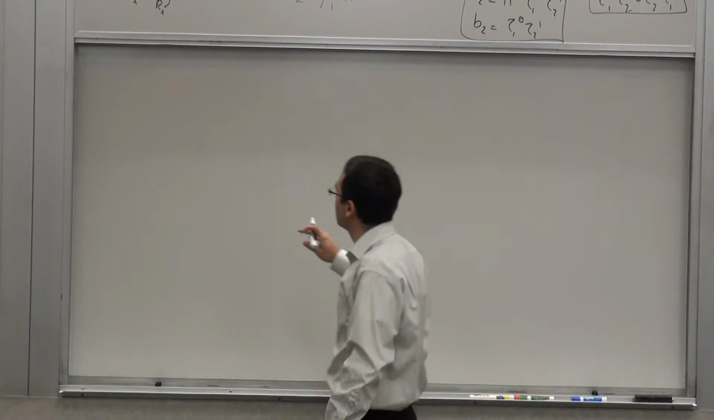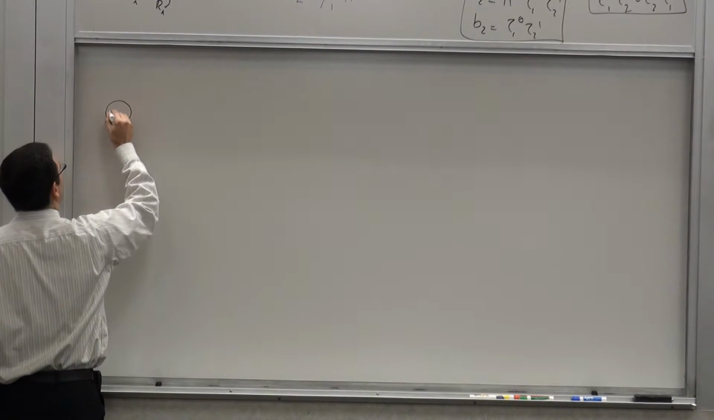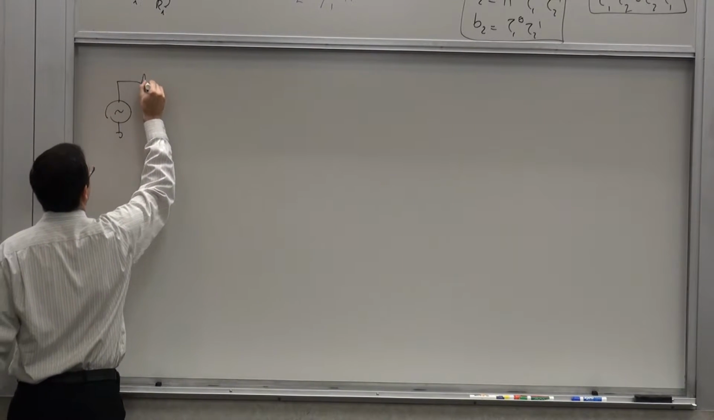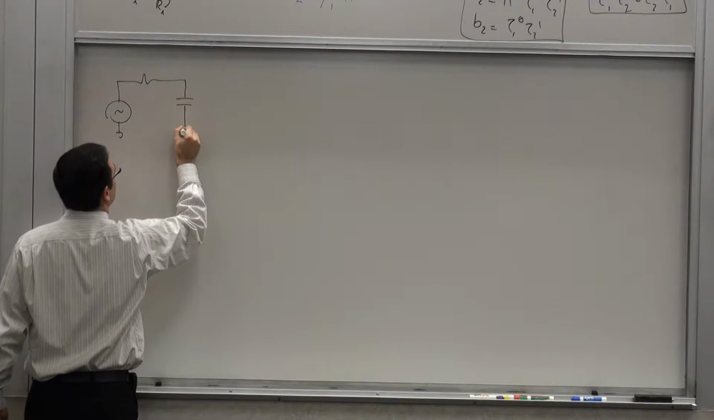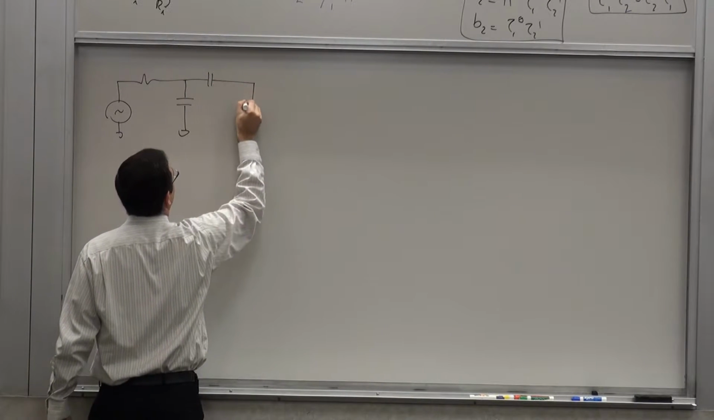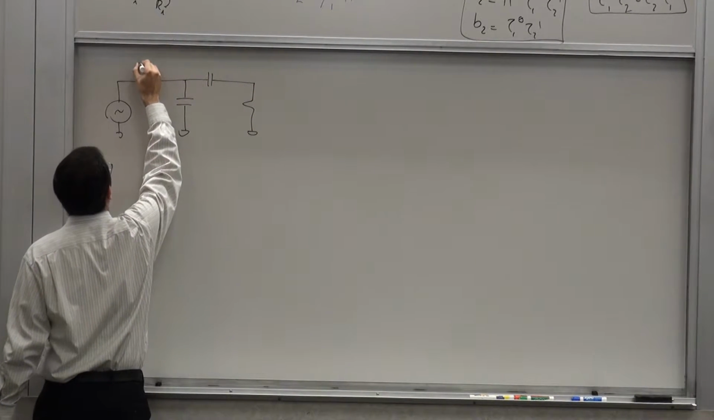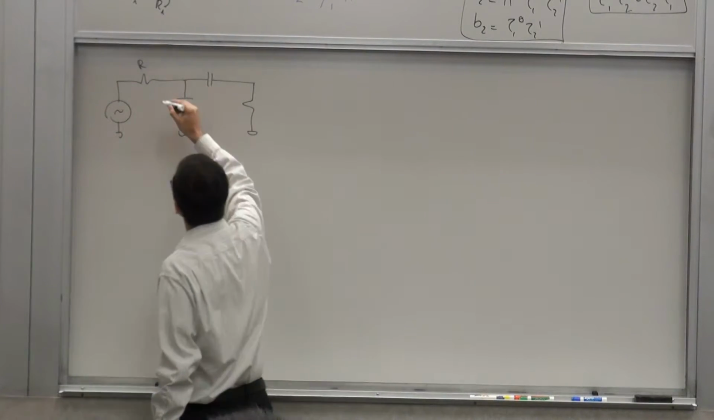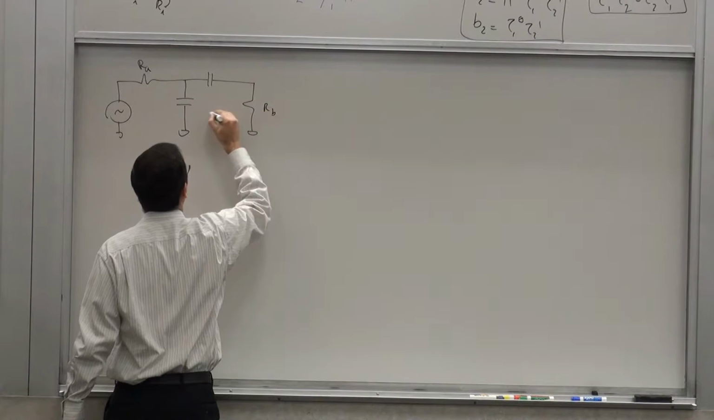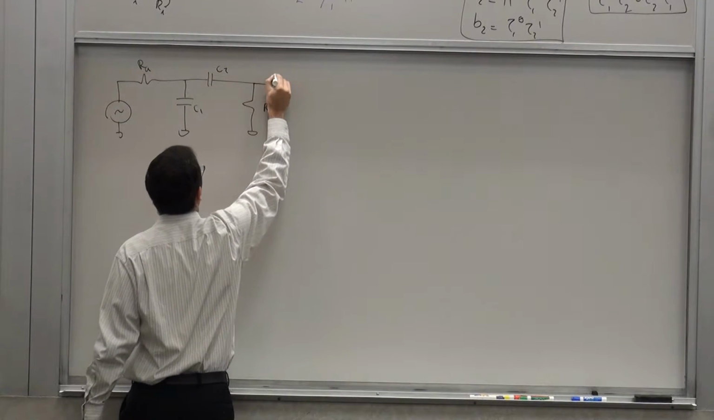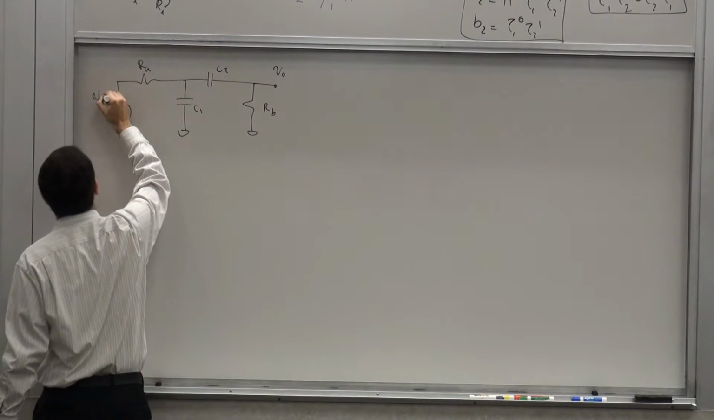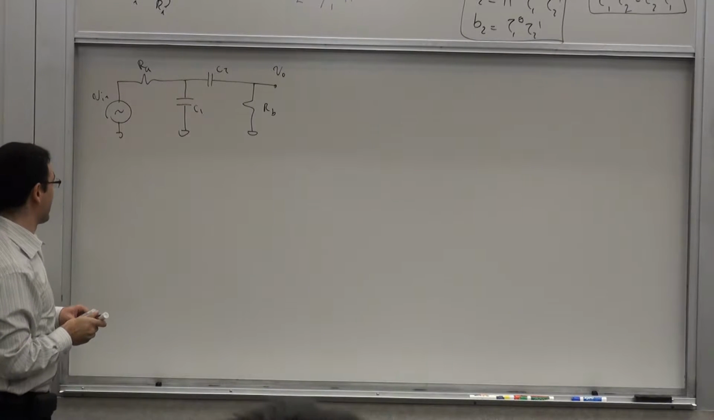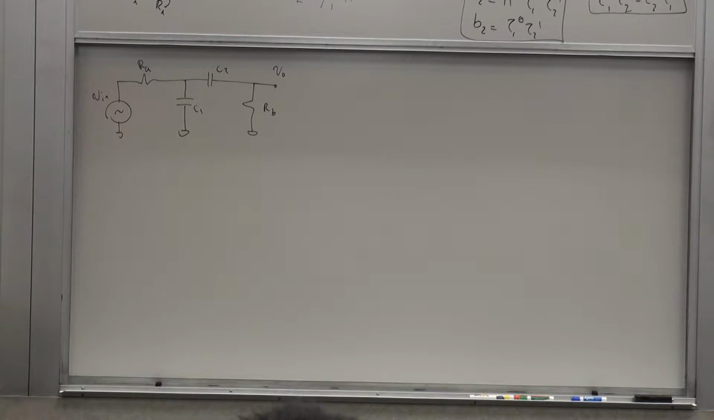Okay, so let's do an example. The first example, let's pick a simple example: a bandpass circuit. By the way, I just already said this is a bandpass, but how could you tell this is a bandpass?